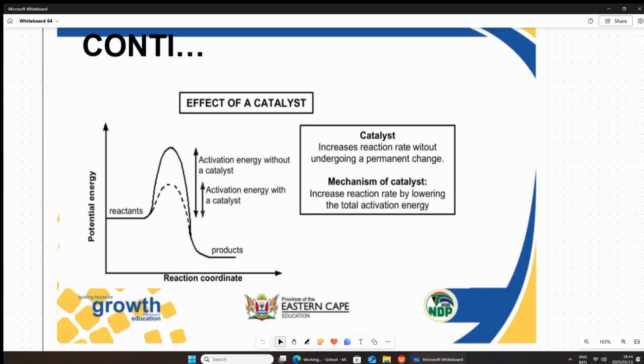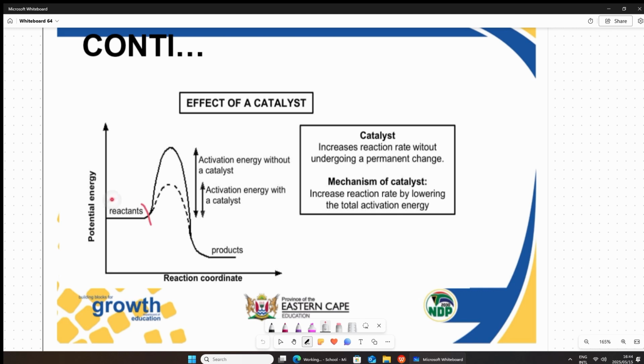The unit for the rate of reaction depends on what you were measuring against time. So the unit always comes with the question. The effect of a catalyst: how does a catalyst affect the rate of the reaction? A catalyst does not tamper with the activation energy of the particles. However, it creates an alternative pathway.